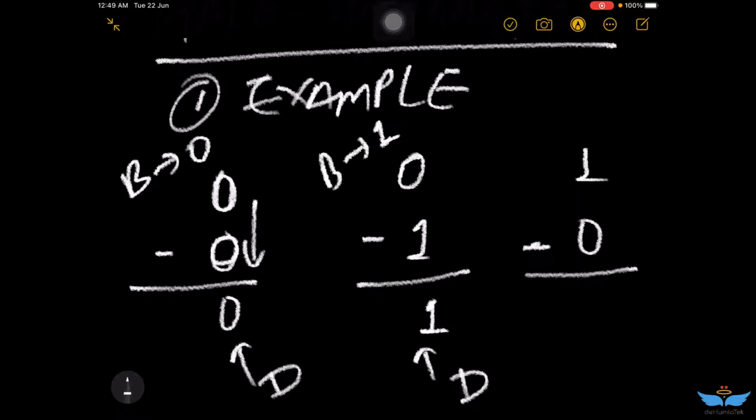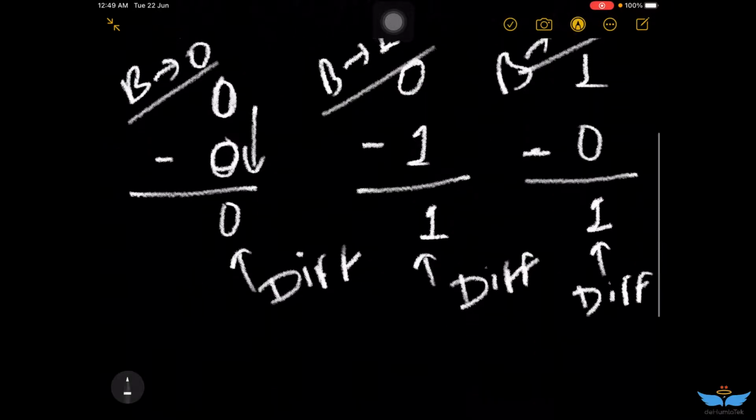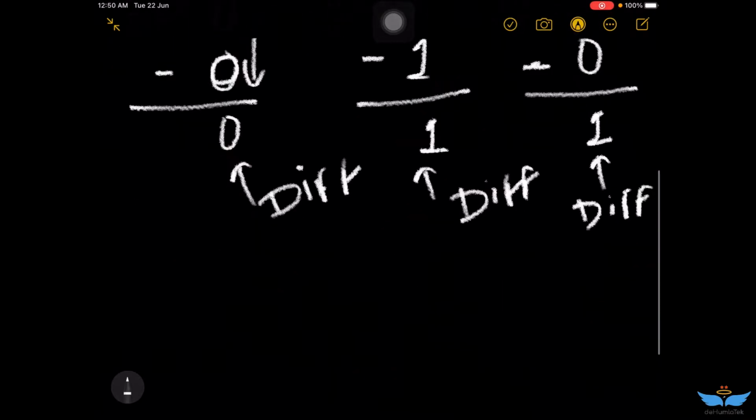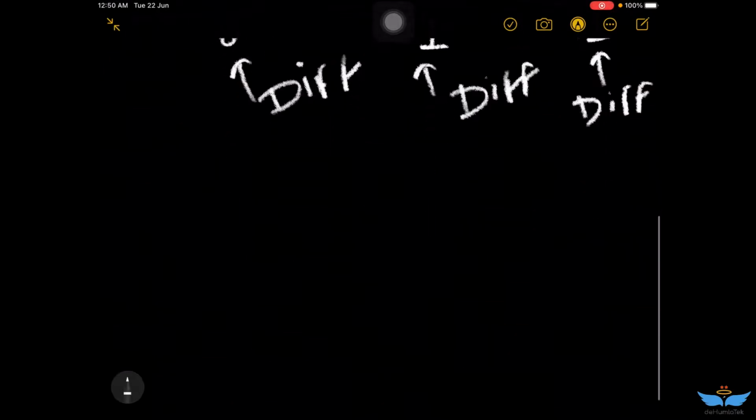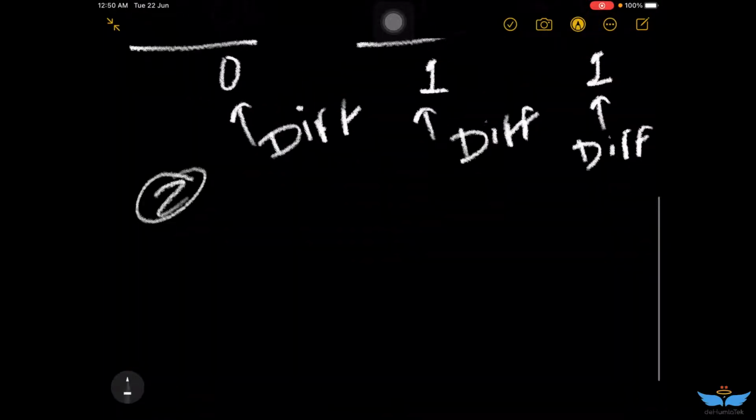Now if we want to subtract 0 from 1, again borrow would be 0. We don't need a borrow. So 1 minus 0 would be 1. So this is the difference, and these are the borrows. Using this, again with the same method, we can draw the truth table for the Half-Subtractor. Okay, let's draw the truth table.